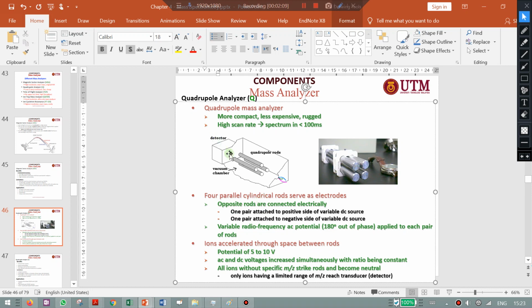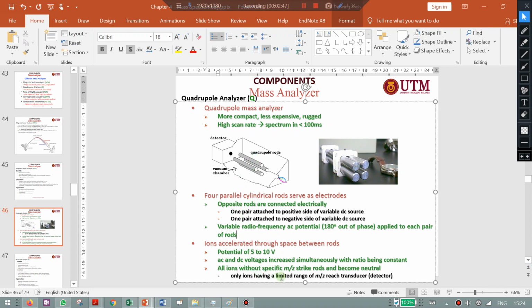Okay, kita akan apply different kind of volt dekat sini lah. Daripada sini mungkin kita apply berapa 5 volt je sampai ke sini 10 volt, so our ions dia akan accelerated. Okay, AC DC voltage increase simultaneously with the ratio being constant. All ions without a specific mass to charge ratio will strike the rods and become neutral. Okay, kalau kata ions tu dia punya mass to charge ratio is not within our range, maksudnya dia tak resonance efficiently, dan dia just akan hit the electrode dan dia akan become neutral ion.